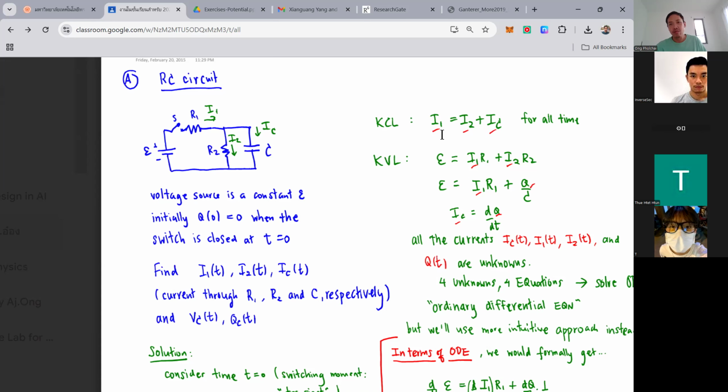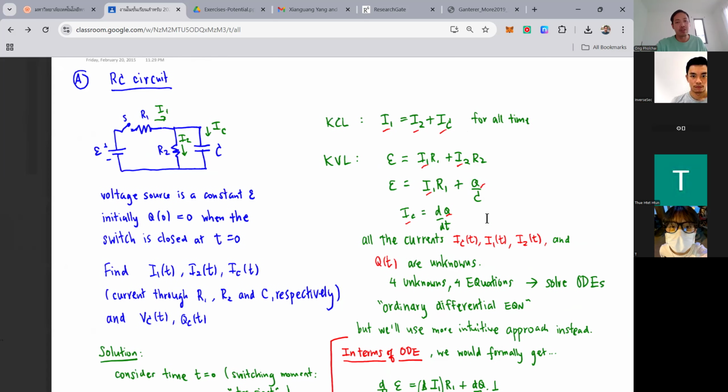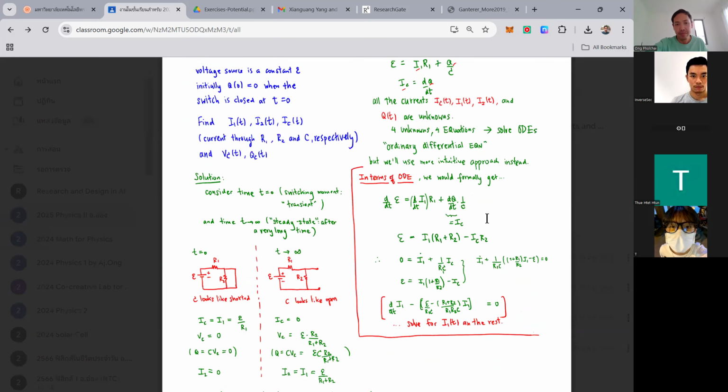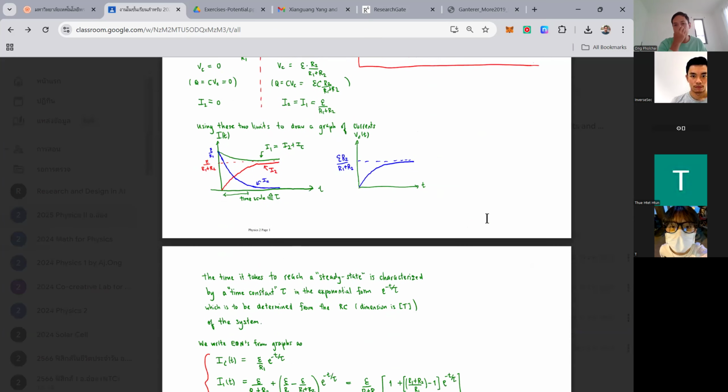So this is a bit complicated. You actually have 1, 2, 3, 4 equations. Makes sense? So you have two loops, one junction, and one relationship between IC and Q. So you have four equations, differential equations, four unknowns, and then you can solve for it. Yeah, that's the idea. Okay, it shows how to solve it and things like that.